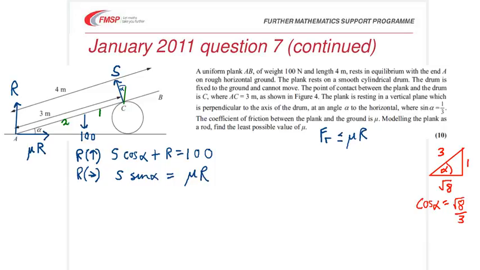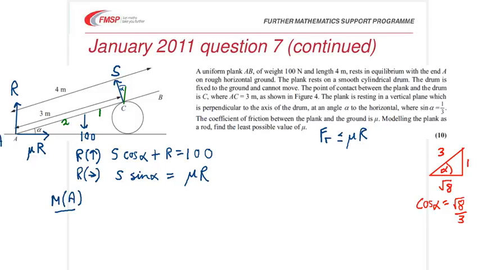Okay. Now that doesn't seem to have got us very far at the moment. Obviously we know alpha, so we know sine and cos alpha, we can put that in. But if we look at the third equation, the moments equation, that's going to give us S directly, because that's the only unknown that will come into this equation, so long as we take moments about A. There's A, where the plank's on the ground.